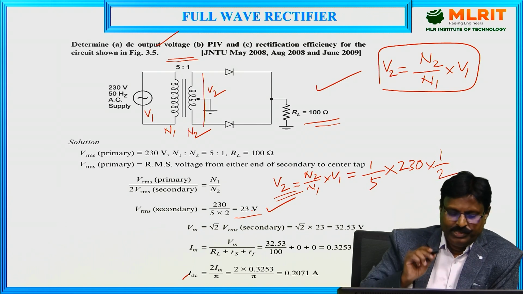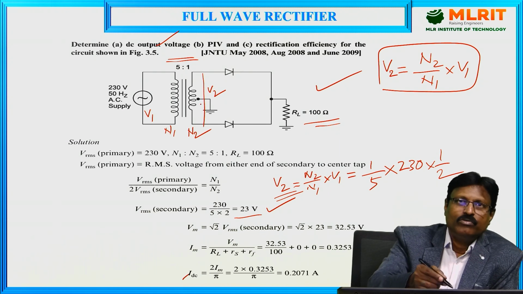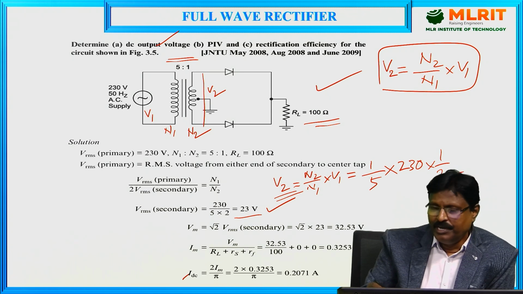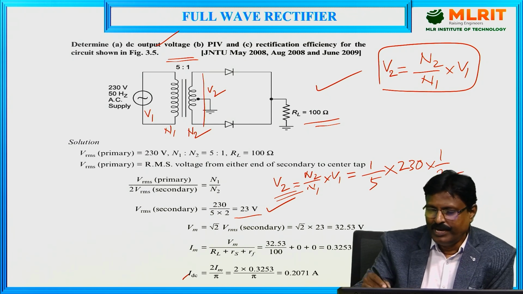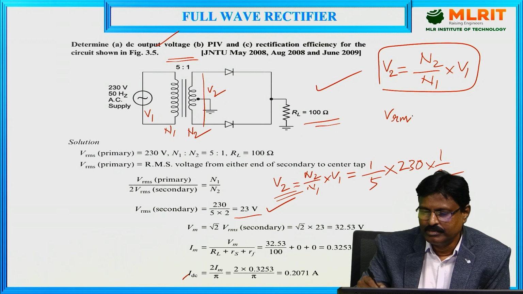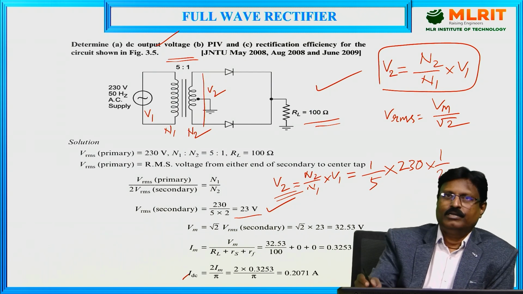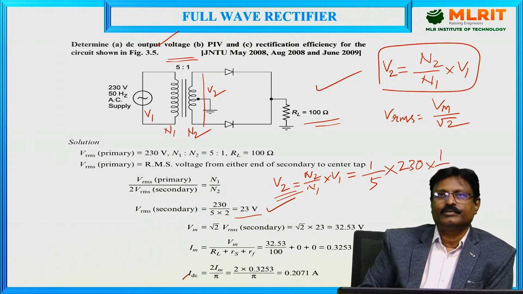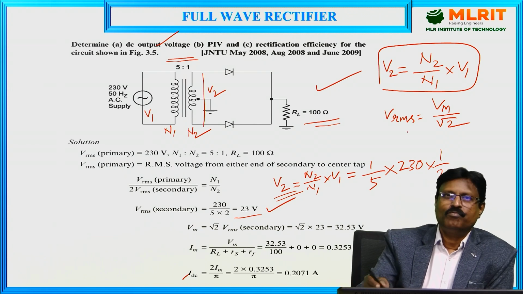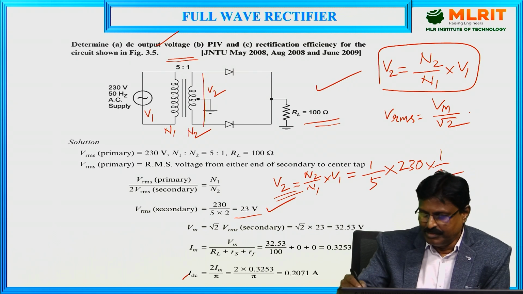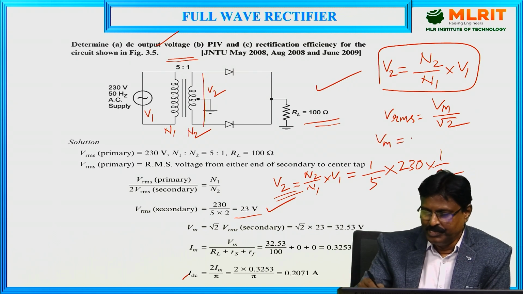So you will be getting 23 volts. That is a VRMS value across the secondary of the center tap transformer. What is the relation between VRMS and peak value? VRMS is equal to Vm by root 2. This is a relation we got in the full wave rectifier, where Vm is a peak value and VRMS is a root mean square value. So what is the value of Vm here? Vm is equal to root 2 into VRMS.